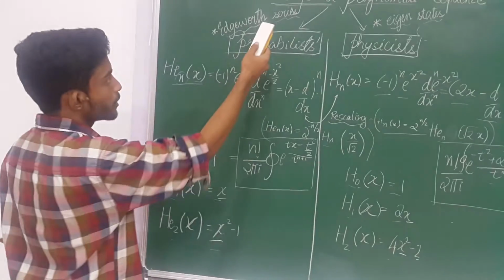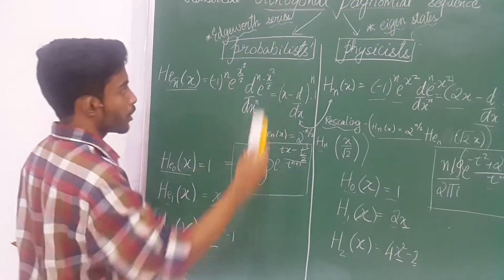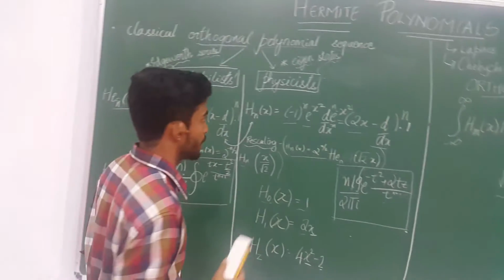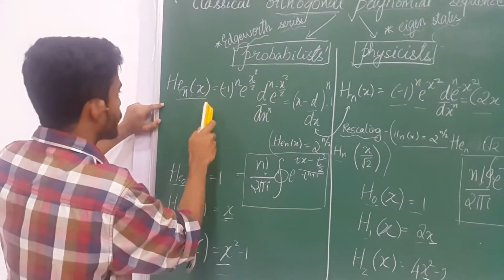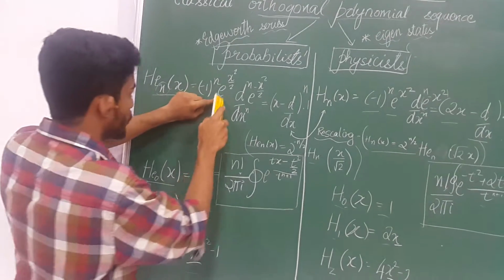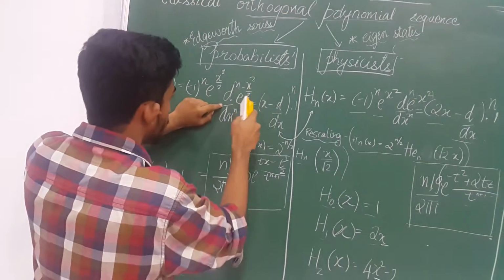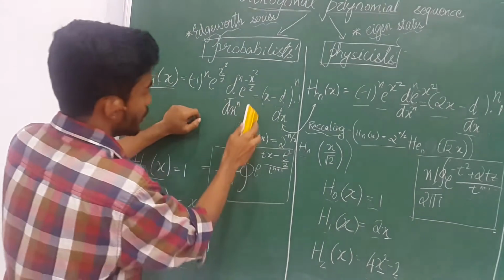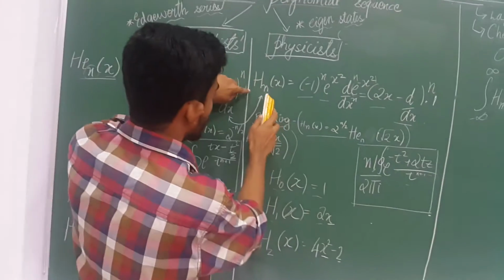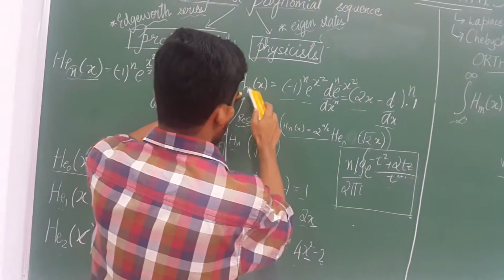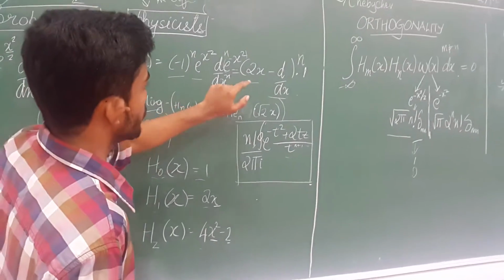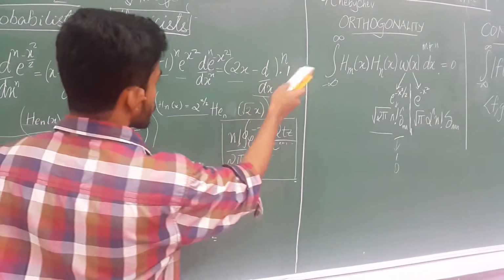Hermite polynomials in probability theory are known as probabilistic Hermite polynomials, and Hermite polynomials in eigenstates are known as physicist Hermite polynomials. Probabilistic Hermite polynomials can be expressed as Hen(x) = (-1)^n e^(x²/2) times the nth derivative of e^(-x²/2), which is equal to (x - d/dx)^n. And physicist Hermite polynomials can be expressed as Hn(x) = (-1)^n e^(x²) times the nth derivative of e^(-x²), which is equal to (2x - d/dx)^n.